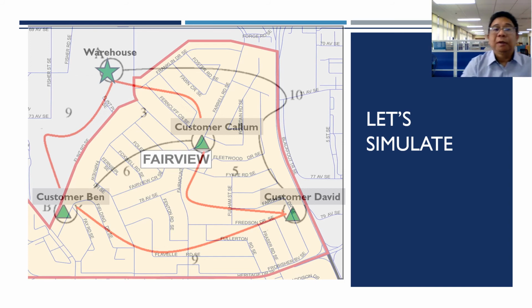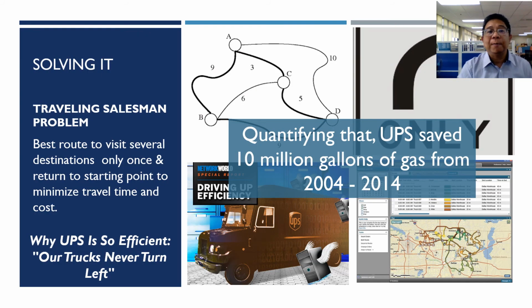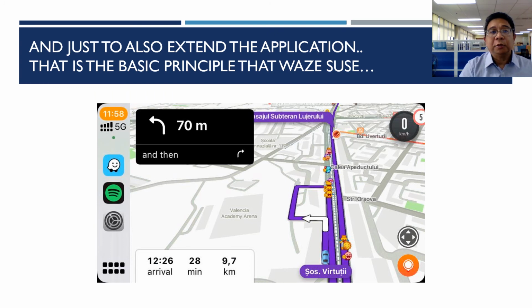Using math, this problem of finding the best route to visit several destinations only once and return to the starting point to minimize travel time and cost is called the traveling salesman problem. Using this method, well, this is a simplified version anyway, UPS was able to save 10 million gallons of gas in a span of 10 years from 2004 to 2014. And just to also extend the problem, this is the basic principle that Waze uses. Not bad for a mathematician who has a great understanding of business, right?